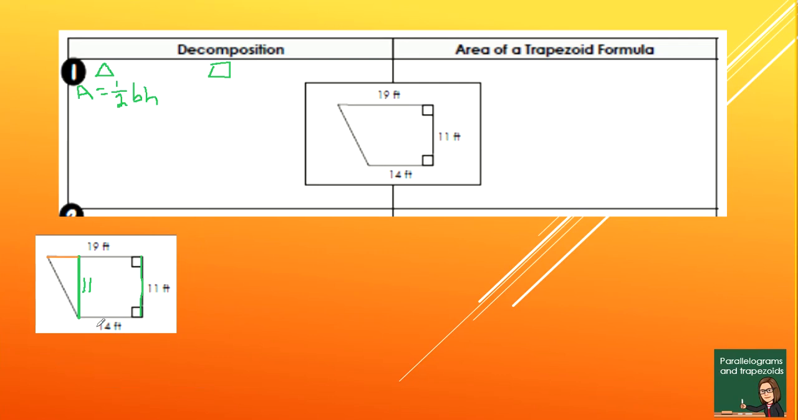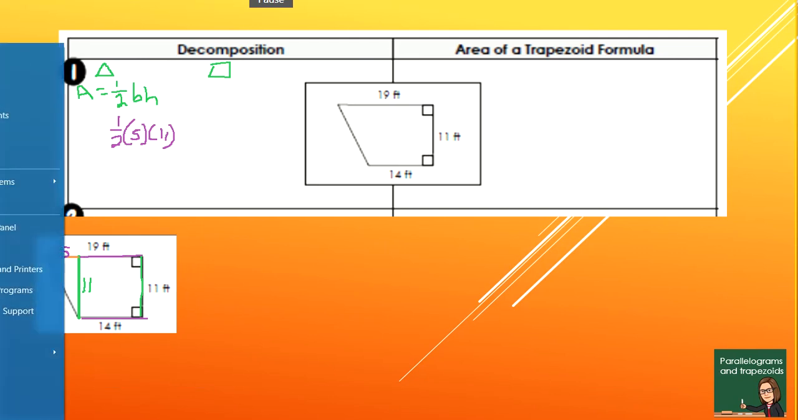Well, I don't know it right now. I know the whole length is 19, and this little part here, which I'm going to put in purple, is 14. If this is 14, this is 14. So, to find this little part, I'm going to go 19 minus 14, which is 5. So for the area of my triangle, I'm going to go 1/2 times 5 times 11. Let's do that.